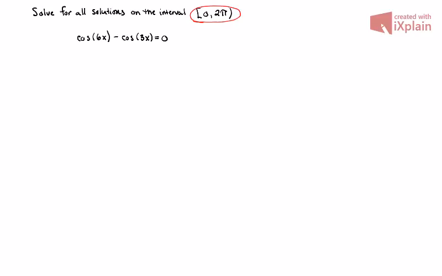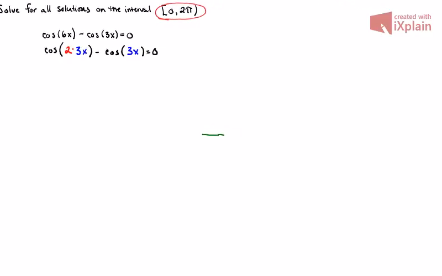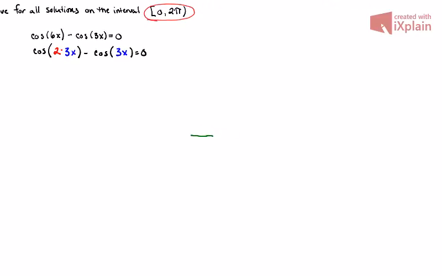So to begin, I'm going to rewrite this problem so I can clearly indicate that I can use a double angle identity. So I'm going to rewrite 6x as 2 times 3x. Hopefully everyone agrees with me that I can decompose it in that way so that they match up.